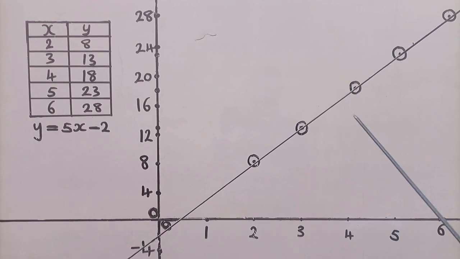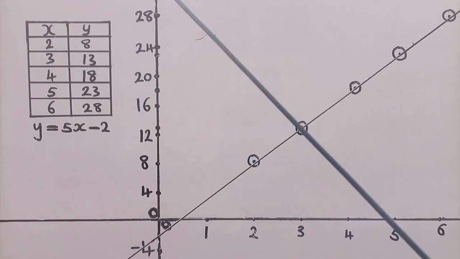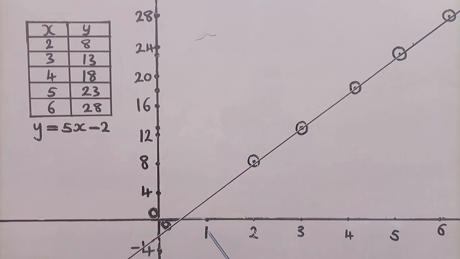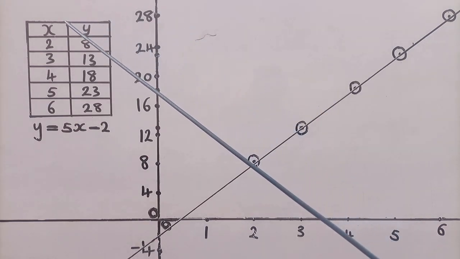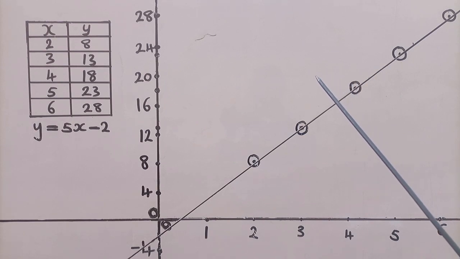But again, you can ask yourself, if 2 corresponds to 8 and 3 corresponds to 13, as we can see here, what about something between 2 and 3, or even something before 2? Take, for instance, what if x were to be 1? With this line of best fit, we can give more information about the behavior of these values corresponding to x and y.